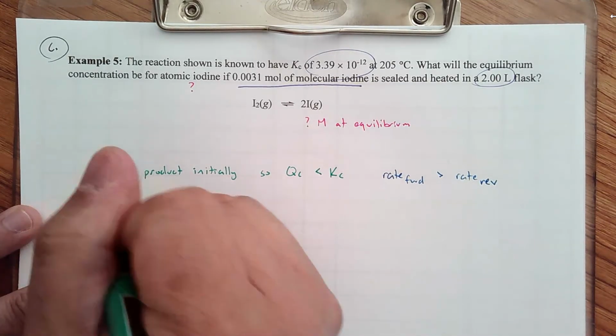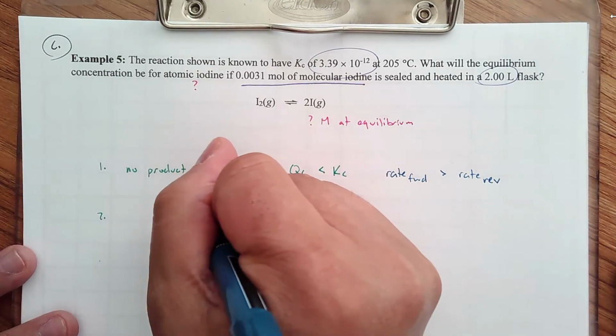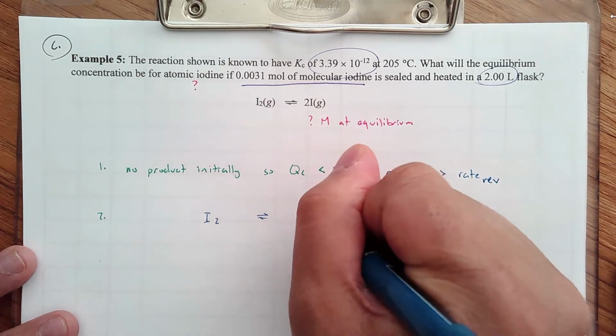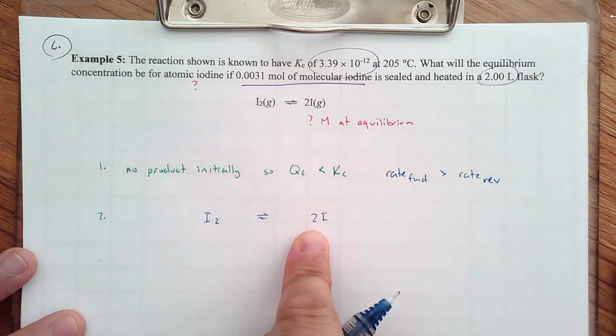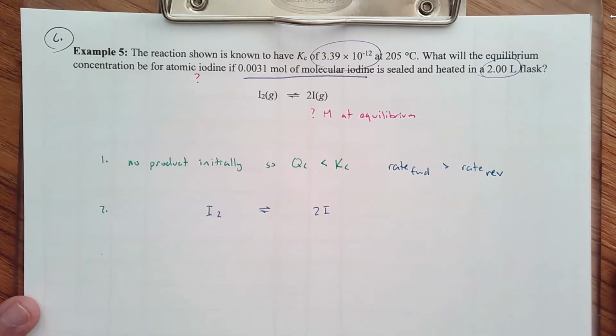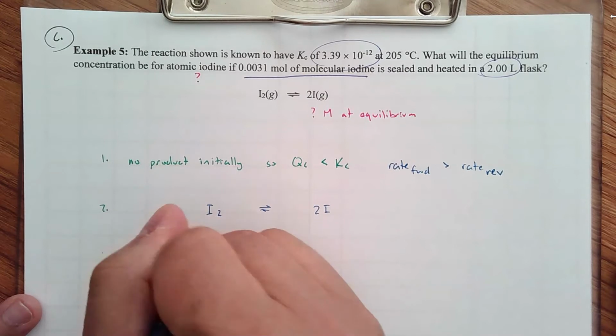Number two, ice table. Very simple equation. I2 goes to 2I. We do have a coefficient 2. So eventually in the expression we'll have to square that concentration. But let's do the ice.